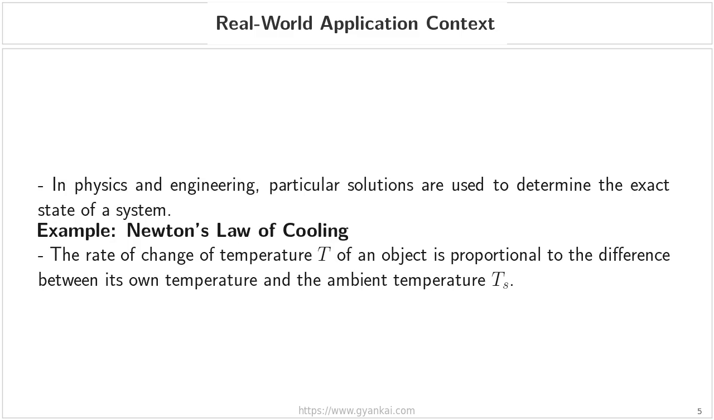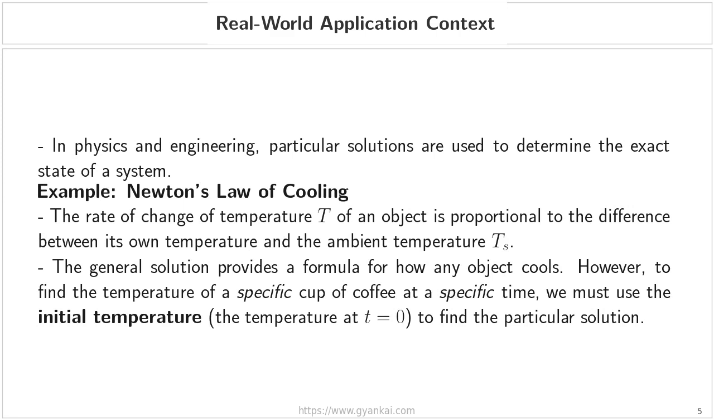Let's look at a classic example, Newton's law of cooling. This law states that the rate of change of the temperature, which we'll call capital T, of an object is proportional to the difference between its own temperature and the ambient or surrounding temperature, which we'll call capital T sub s. If we were to solve the differential equation for this law, we would arrive at a general solution.